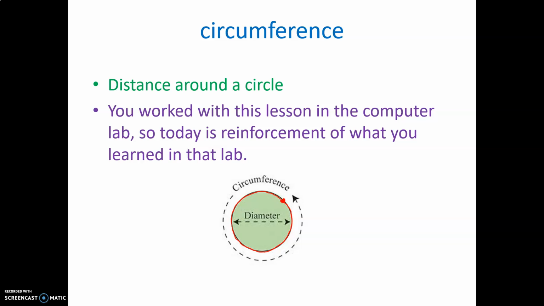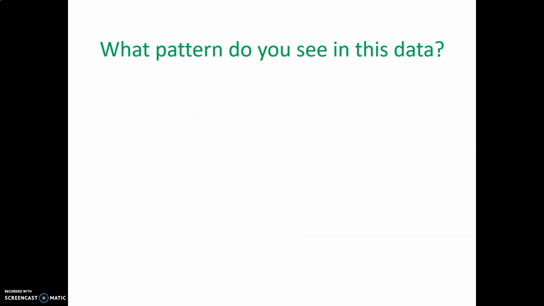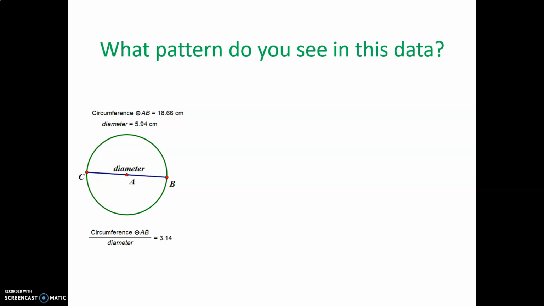This says that we did a computer lab in class about this. If you didn't, don't worry about it. And the question here is, what pattern do I see in this data? So I went to Sketchpad and created a circle, measured its circumference and diameter, here and here, and then did circumference divided by diameter, and I got 3.14, which is the same thing as pi.